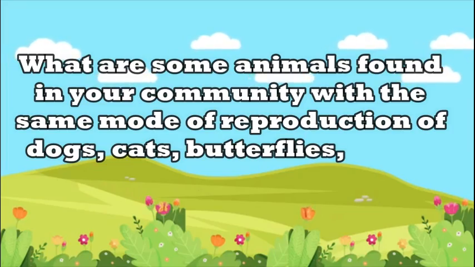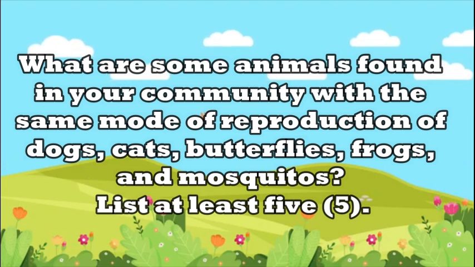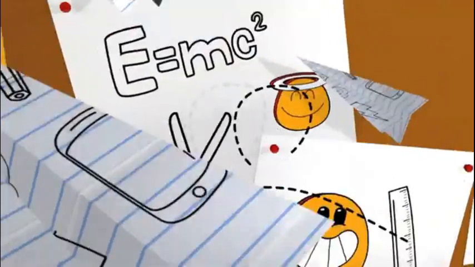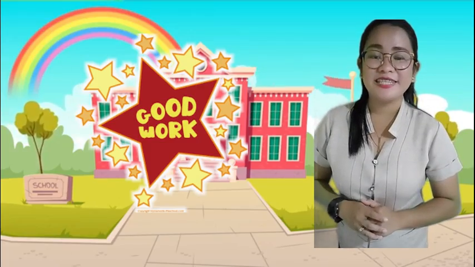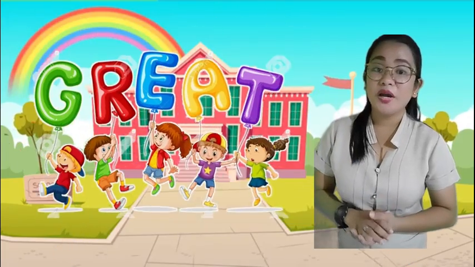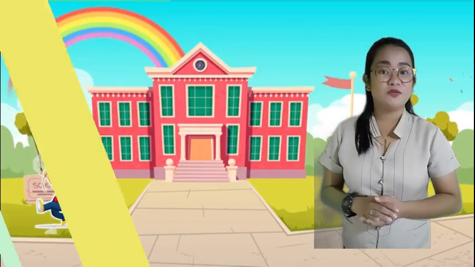What are some animals found in your community with the same mode of reproduction of dogs, cats, butterflies, frogs, and mosquitoes? List at least 5. Good job, kids! Your answer may vary, but I will look into it if I check your answer sheets. You are doing great if you were able to come this far.